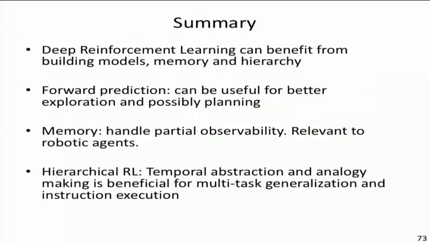So far, I talked about three pieces of work. One on how to make better future prediction and how that can be useful for reinforcement learning, and also how memory can be useful with some very complex environments, especially with first-person view. And third, I talked about some ongoing work on how some temporal abstraction and analogy making can be useful for an agent that is trying to execute an instruction sequence and also trying to solve some multitask generalization problems.